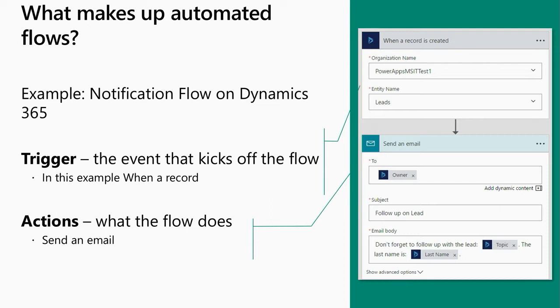And then the actions are what the flow does. And there's really no hard limit on the number of actions you can have in a flow. There's a maintainability limit, at which point you probably want to break up your flow into multiple chunks. But really, this can do as much or as little as you'd like it to do.